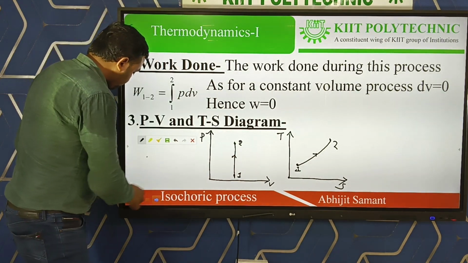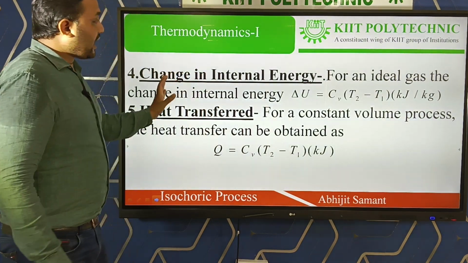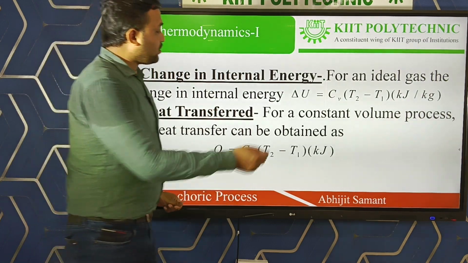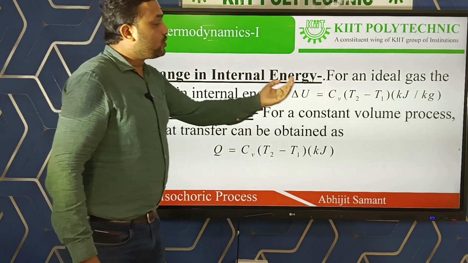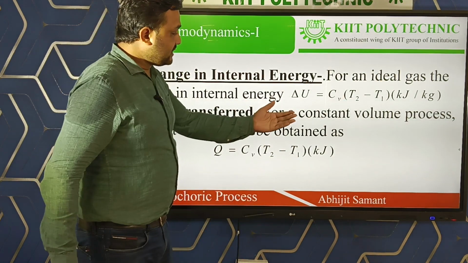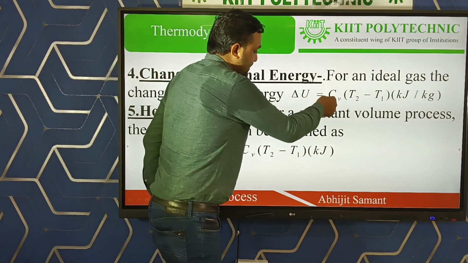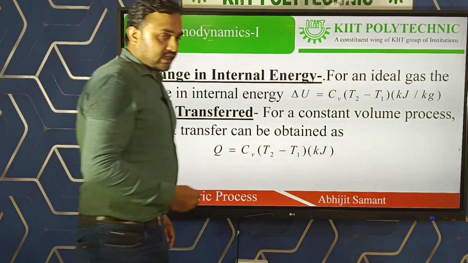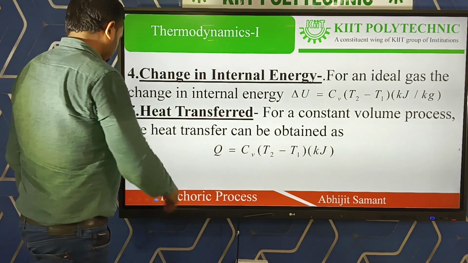Next, the change in internal energy. For an isochoric process, the change in internal energy is delta U equal to CV (T2 minus T1). This is in kilojoule per kg, as m is omitted here, so we are dividing by kg. So delta U, or change in internal energy, is equal to the specific heat at constant volume into the final temperature minus the initial temperature.